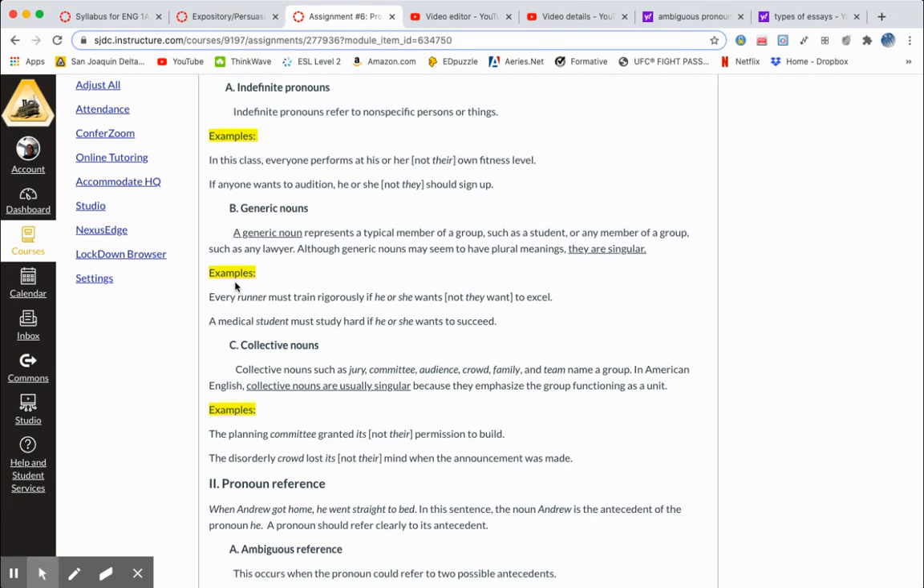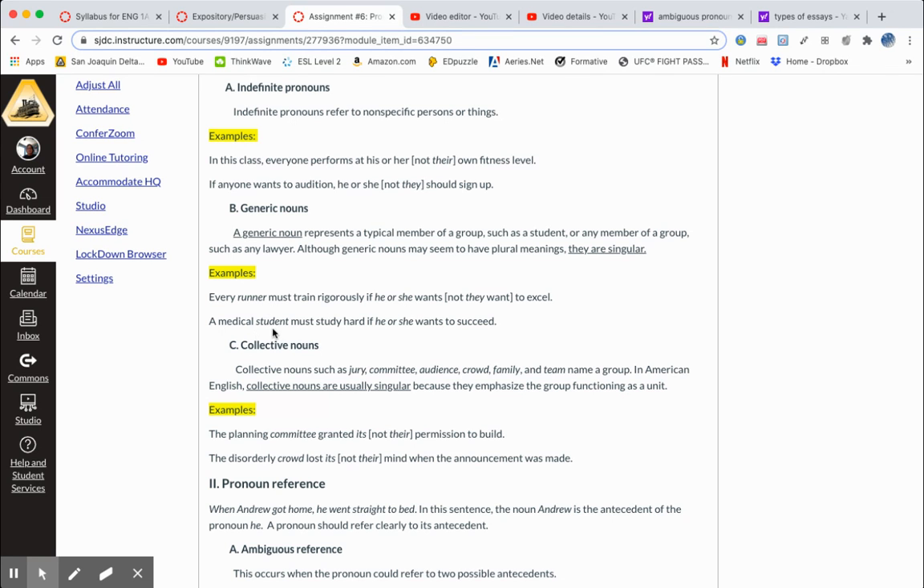Every runner, there's our generic noun, and it's generic because we're not talking about one specific person. So every runner must train rigorously if he or she wants to excel. Again, we tend to want to say every runner must train rigorously if they want to excel. But grammatically, that's incorrect because runner in this case is singular, right? So we need to make sure that the pronouns match the generic noun. Every runner, he or she.